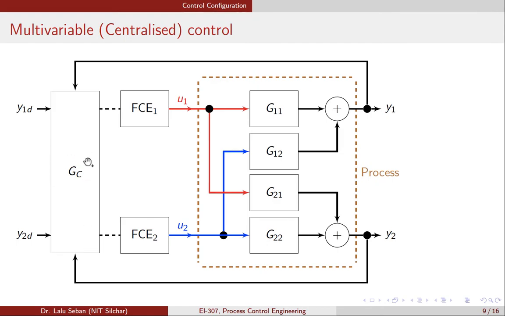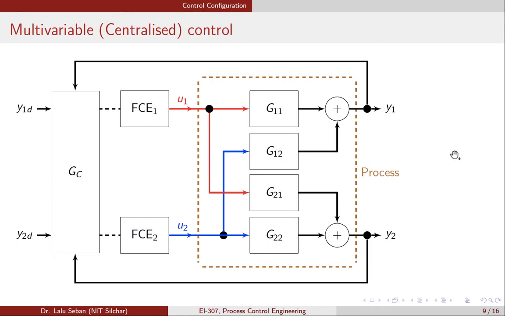Okay, and there will be some calculation that will happen within this centralized control, this single controller, and it will instruct the final control element 1 and final control element 2 to make changes in U1 and U2 simultaneously to adjust Y1 and Y2. So here what is actually happening is a single controller simultaneously manipulating the manipulated variables such that all the control variables are simultaneously controlled to the desired value.